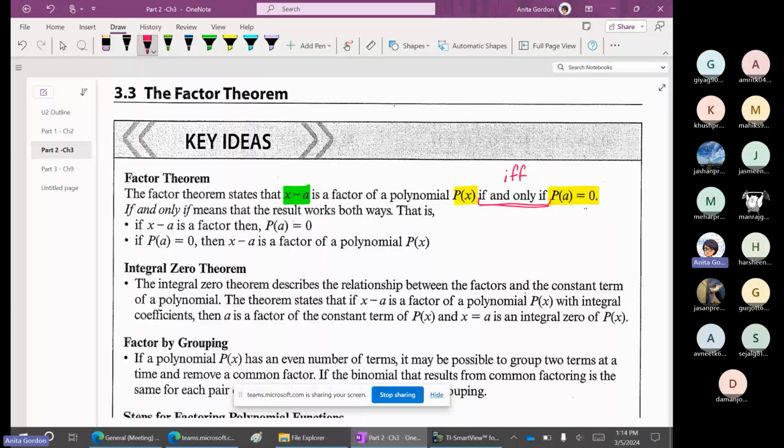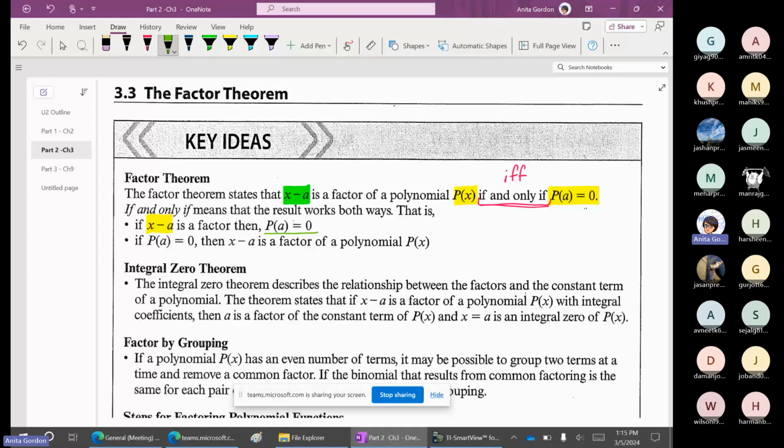This means that the result works both ways. So if you know that x minus a is a factor, then p evaluated at that point is 0. Conversely, if you know that p evaluated at a point is 0, then x minus a is a factor. So it works both ways. Our goal is to find values of a that make our polynomial 0, because that is our x-intercepts.